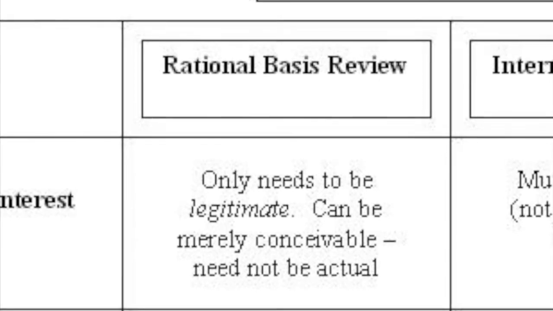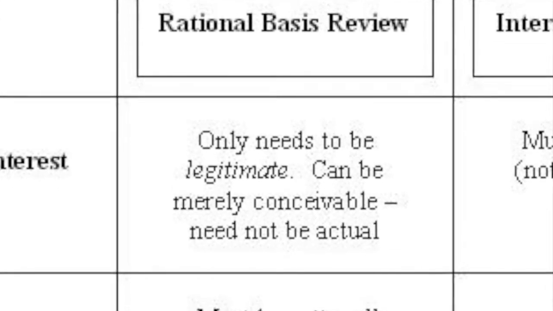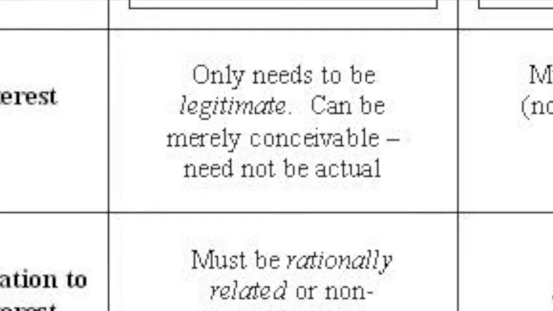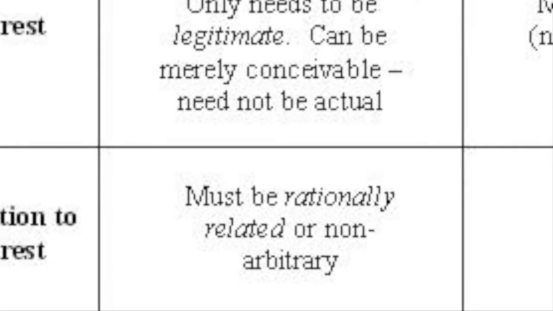Rational basis or minimum scrutiny, the lowest level of scrutiny, is based on there being some rational relationship between disparity of treatment and some legitimate governmental purpose. Although a state does not need to have a stated purpose when passing a law, there must be a conceivable legitimate purpose to which the law could be rationally related in order to pass the rational basis test.